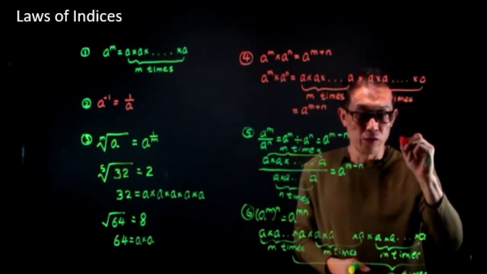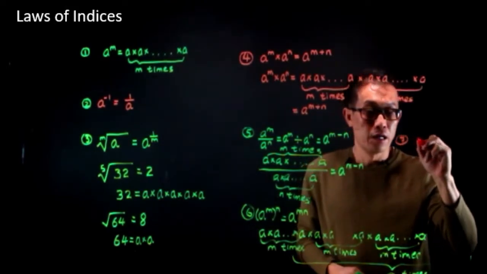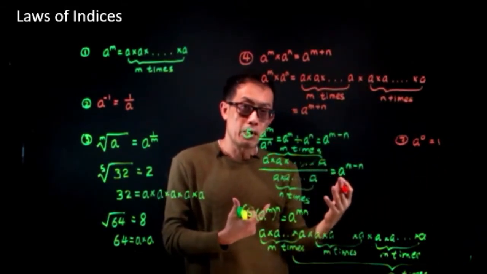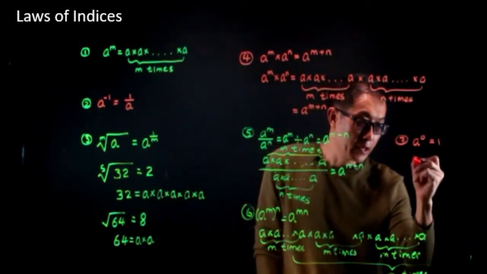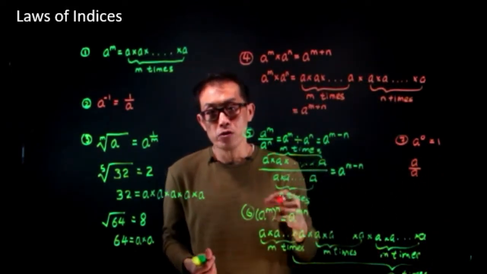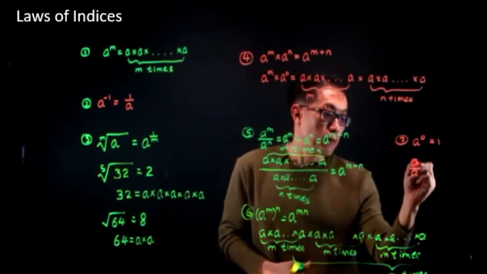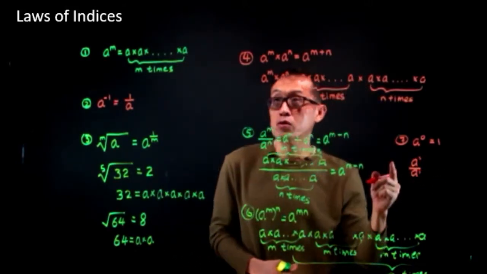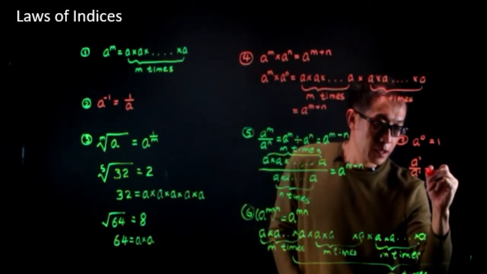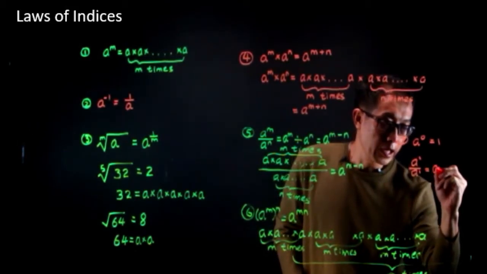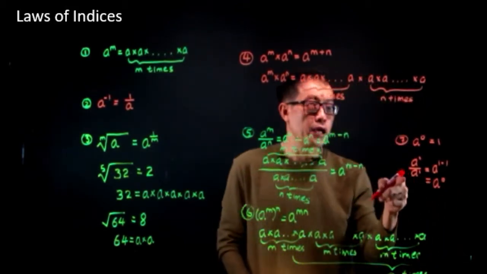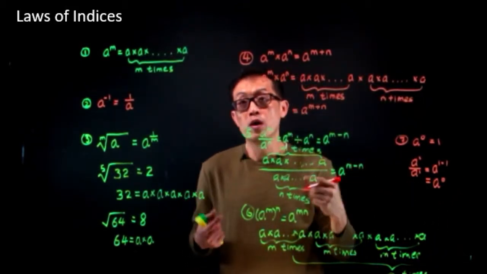Maybe I write it over here. A to the power of 0 is 1. Now why is A to the power of 0 equal to 1? Let me give you an example. A to the power of a. What is A to the power of a? You know that A divided by A is 1. But A is to the power of 1. So if you follow rule number 5, this will be equal to A to the power of 1 minus 1. So this is A to the power of 0. And you know that this answer is 1. So A to the power of 0 has to be 1.